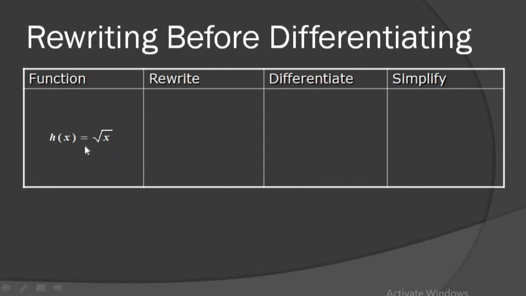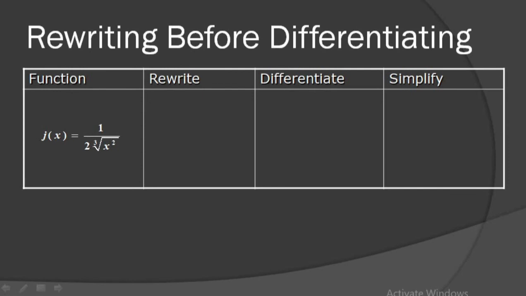Now next is h of x is equal to under root x. Now rewrite our function. We get h of x is equal to x to the power 1 by 2. Now differentiate h of x with respect to x. We get h dash x is equal to 1 by 2 x raised to minus 1 by 2. Now simplify the answer. We get h dash x is equal to 1 upon 2 into x raised to 1 by 2.